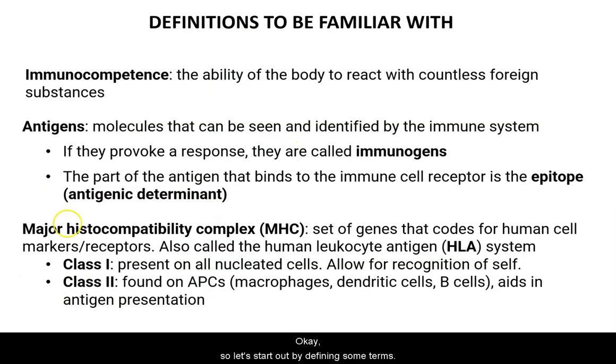Okay, so let's start out by defining some terms. First term I want you to be aware of is immunocompetence. This is going to be the ability of the body to react with foreign substances. And those foreign substances are called antigens. These are going to be molecules that can be seen and identified by the immune system. And if they provoke an immune response, they are going to be called immunogens.